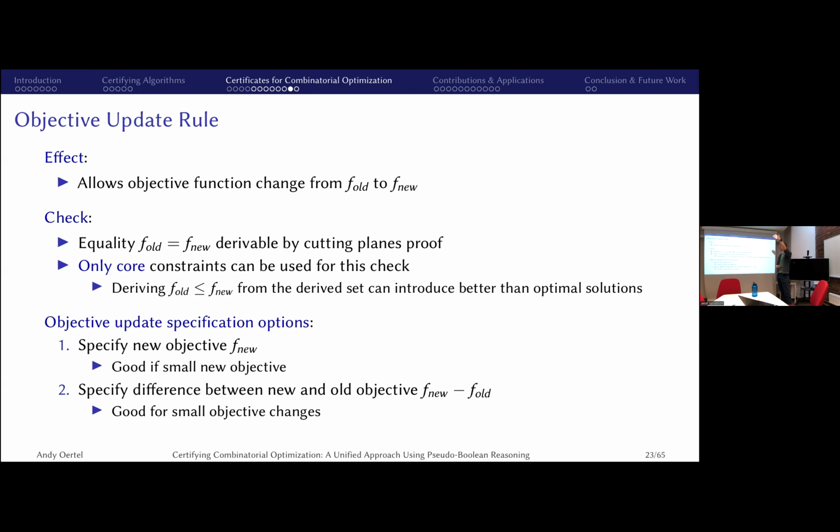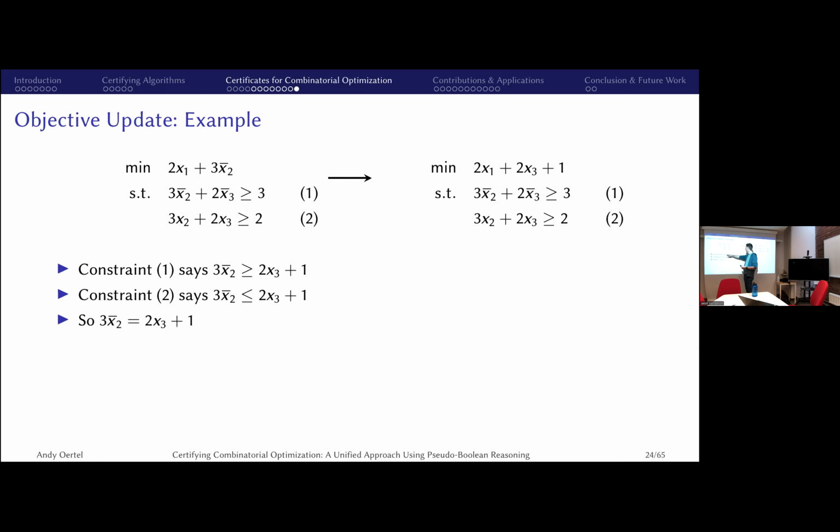And this constraint is 1. When we look at it and move the 2x3 to the right-hand side, we can see that together with constraint 1, where we also move 2x3 to the right-hand side, they are both together enforcing an equality. So they are both together saying that 3 not x2 plus 2x3 is equal to 2x3 plus 1. So we're having this equality.